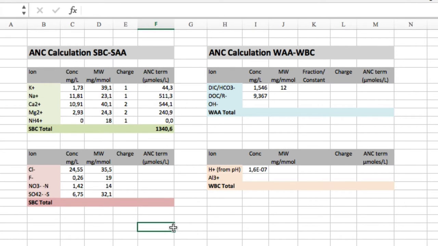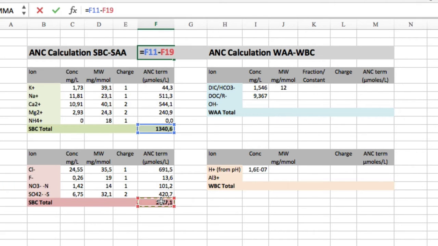And the same thing with the anions, add the charge, define the calculation, concentration divided by the molar mass times the charge, multiply by 1000 as a conversion of units. We add them up. Now we calculate the ANC as the cations to the strong bases minus the anions to the strong acids. So it's 113 micromoles per liter.